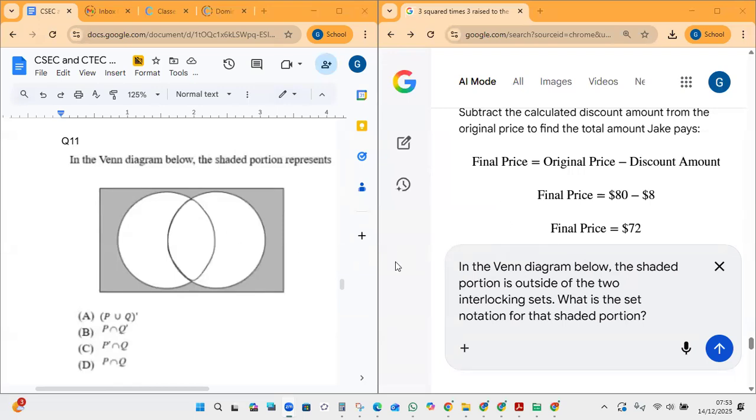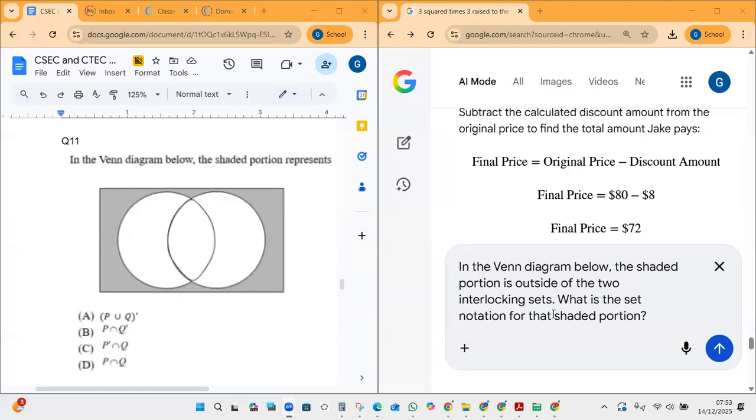I cannot draw the Venn diagram using AI, so I have to translate this diagram into words, okay? And that's what mathematics does. Mathematics translates words to symbols and diagrams, and vice versa. If you have a symbol and a diagram, you need to be able to translate it back to words. So how can I explain to AI what I'm looking at?